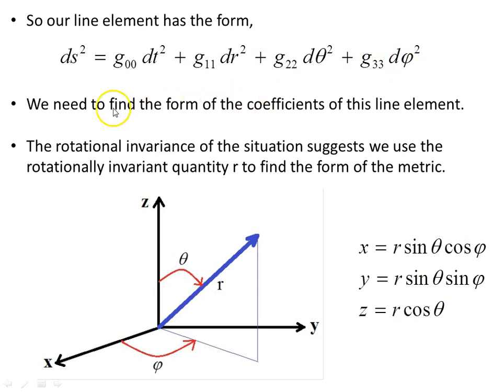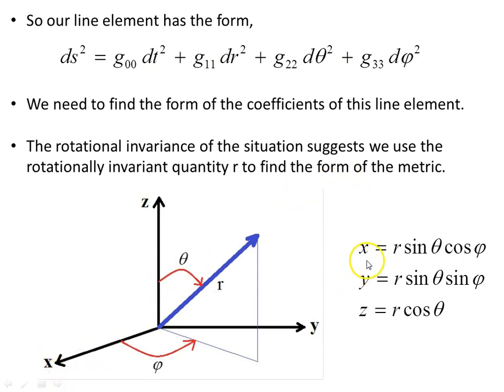Alright, and we need to find the form of the coefficients of this line element. That's these terms here, part of the metric. Now, the rotational invariance of the situation, remember the high degree of symmetry we had, we have a spherical distribution of mass, and we have empty space surrounding it. So the rotational invariance of this situation suggests we use the rotationally invariant quantity r to find the form of the metric.